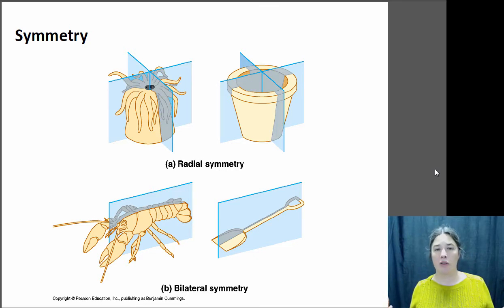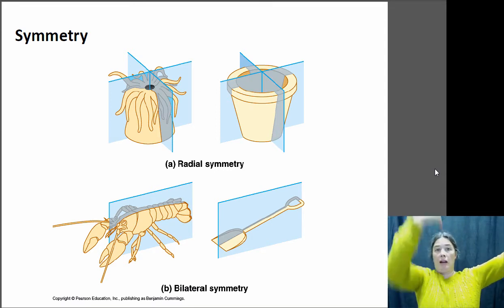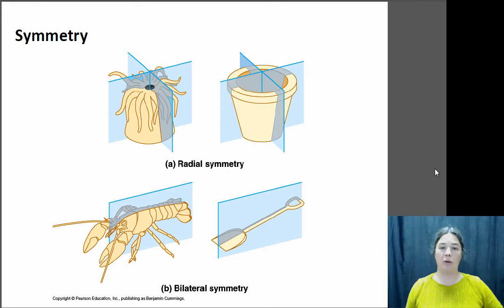So the two major types of symmetry that we have are radial symmetry, where you can divide the animal, it's like a pizza, you can divide it in a whole bunch of different planes and you get two equal halves. So like jellyfish and sea anemones have radial symmetry. Most other animals have bilateral symmetry, where there's only one plane that you can divide the animal in half and you get two equal halves. So that would be bilateral symmetry. We're an example of a bilaterally symmetrical animal. You can divide us this way and you get two equal halves.